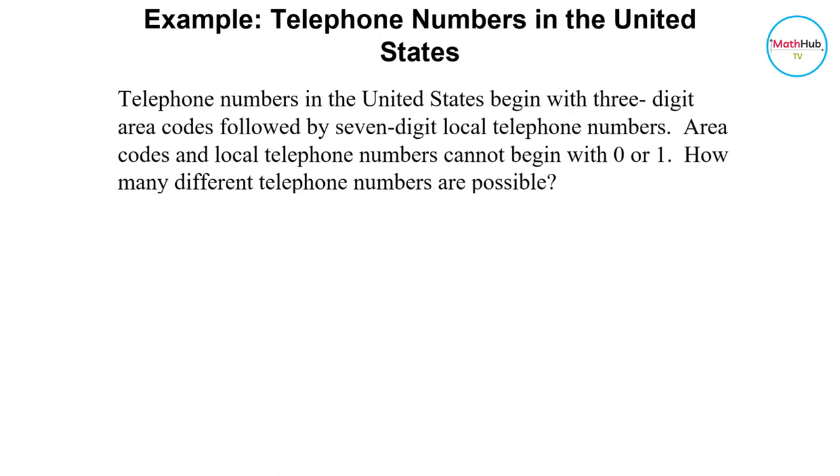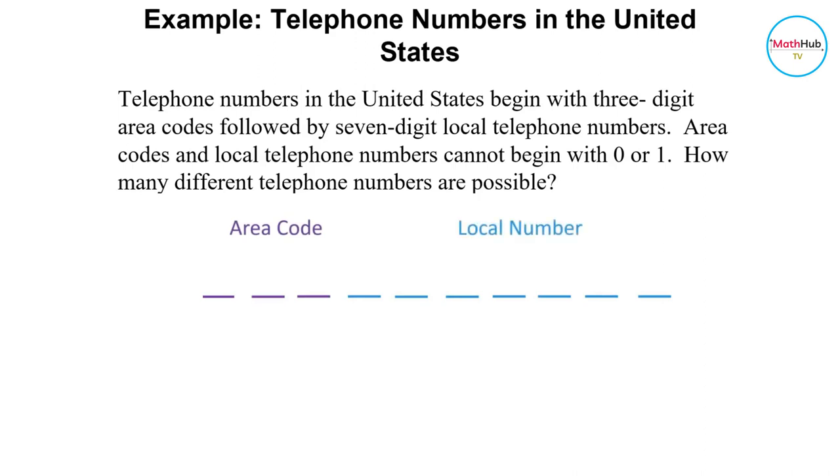Let's apply the fundamental counting principle to the following problem. Telephone numbers in the United States begin with 3-digit area codes followed by 7-digit local telephone numbers. Area codes and local telephone numbers cannot begin with 0 or 1. How many different telephone numbers are possible? Since telephone numbers begin with 3-digit area codes followed by 7-digit local telephone numbers, this situation involves making choices with 10 groups of items. Now, here are the choices for each of the 10 groups of items.